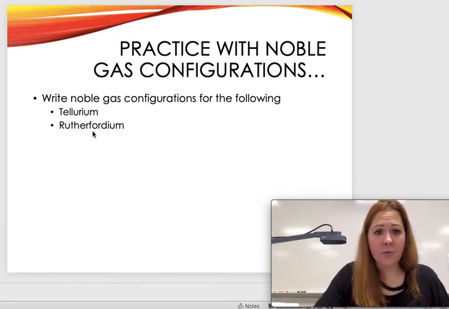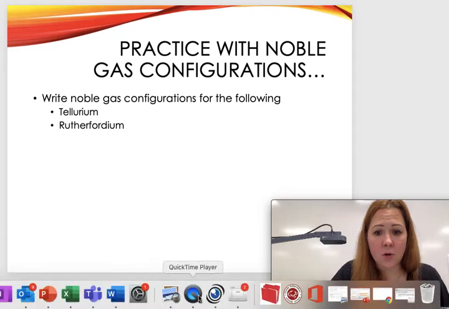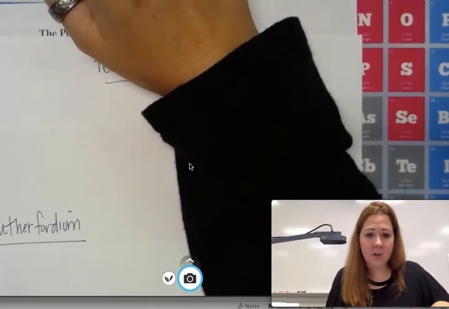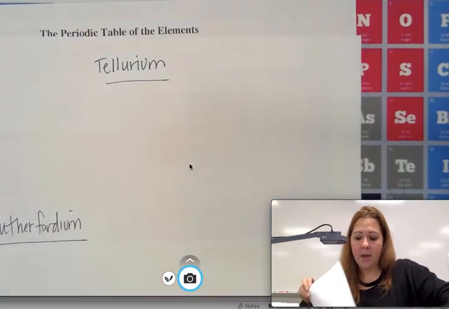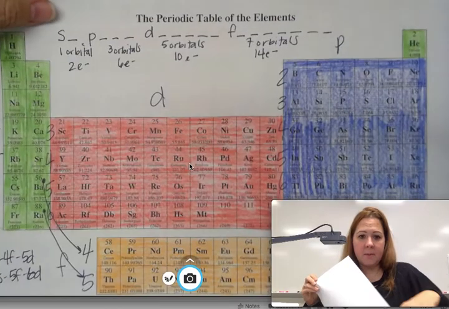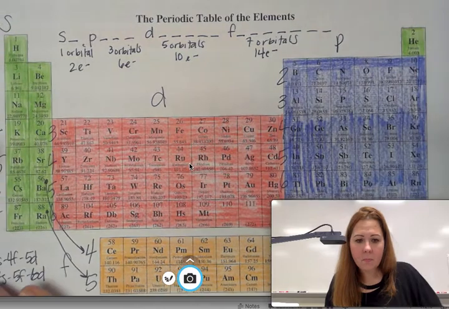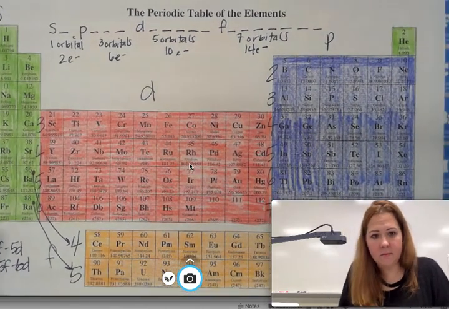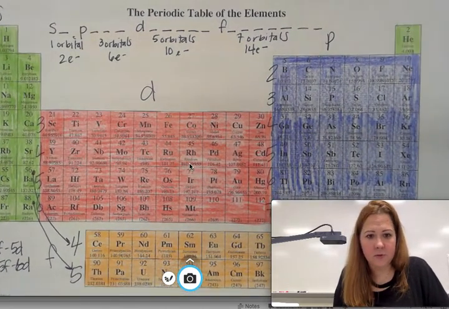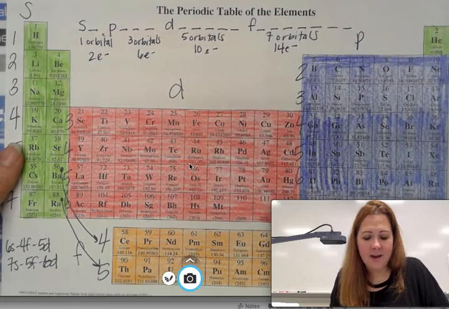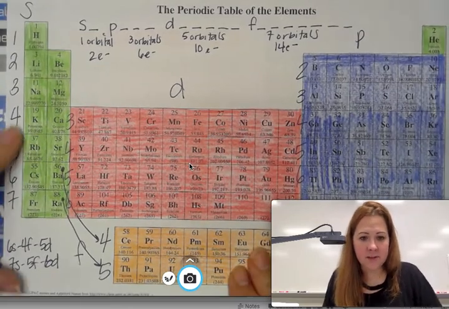So we're actually going to do 3 examples in your notes today. I'm going to go to my document camera here, and I have my colored periodic table. On my colored periodic table, let me see if I can move this over just a little bit into the window, I have my energy levels all diagrammed out.